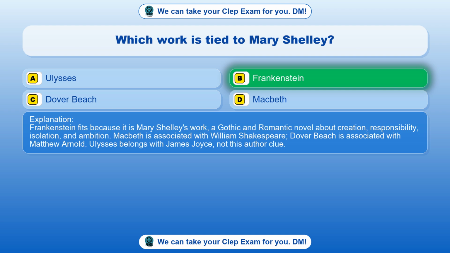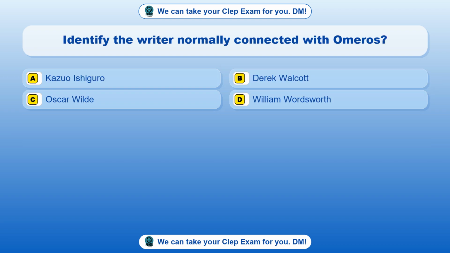Frankenstein fits because it is Mary Shelley's work, a Gothic and romantic novel about creation, responsibility, isolation, and ambition. Macbeth is associated with William Shakespeare, Dover Beach is associated with Matthew Arnold. Ulysses belongs with James Joyce, not this author. Clue. Question 69. Identify the writer normally connected with Omeros.